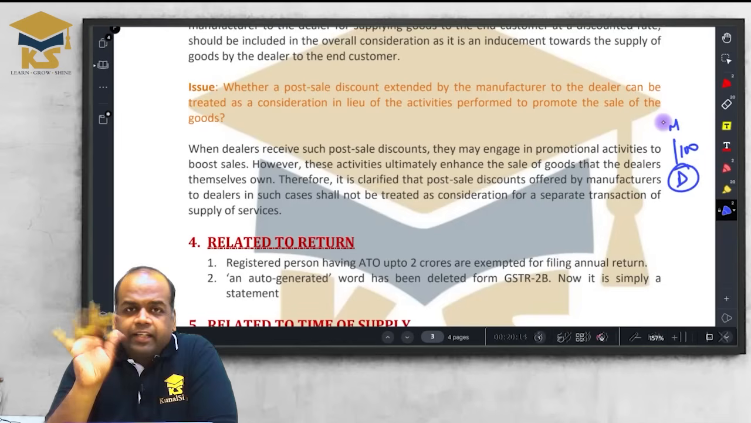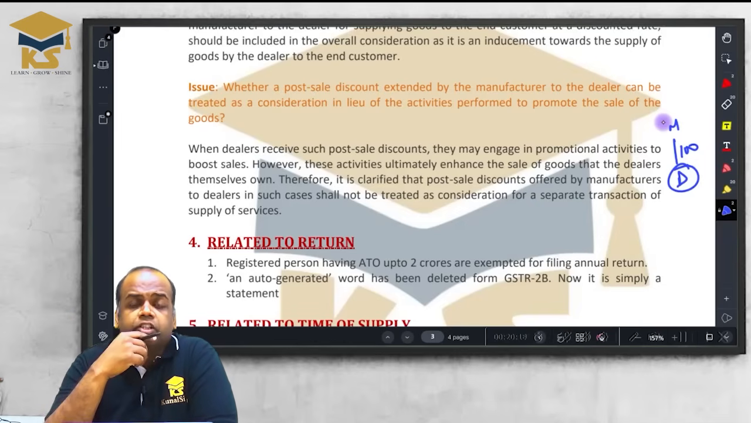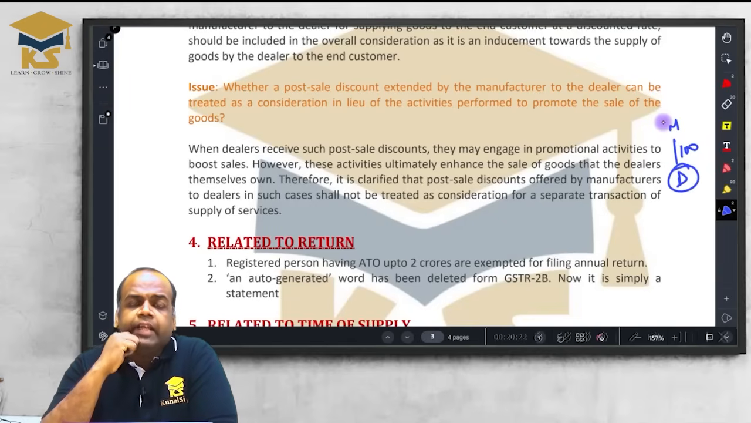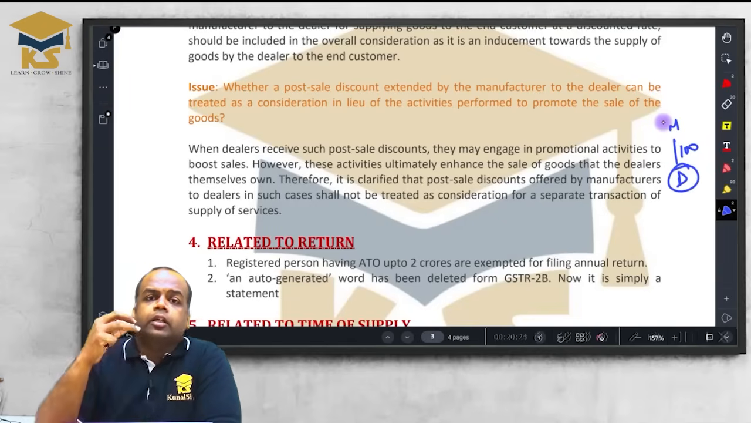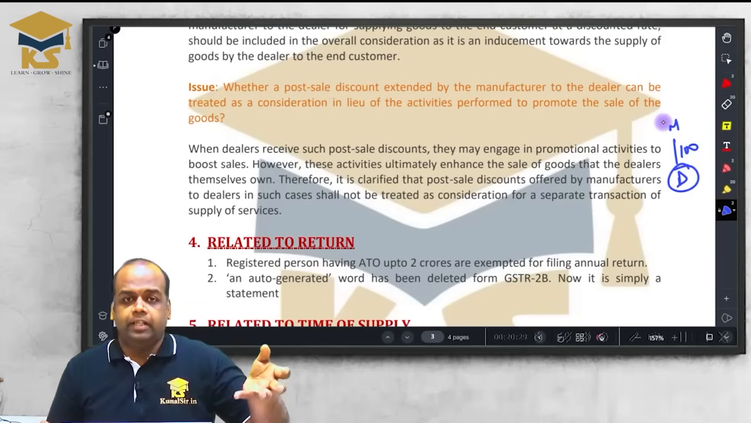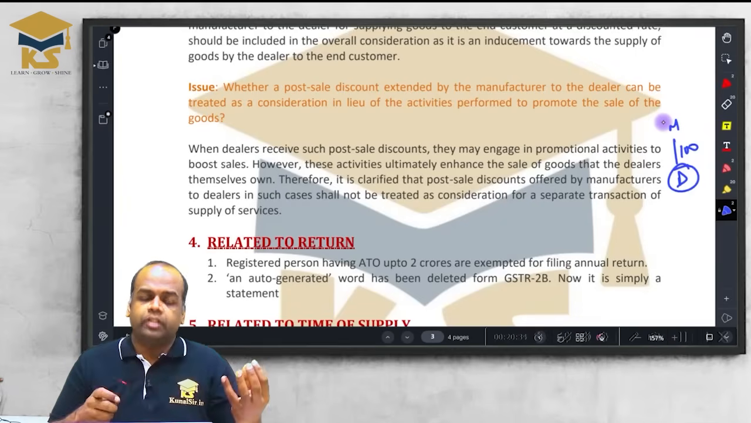Dealer is not providing any service to manufacturer. If dealer is providing any service to manufacturer, then this 100 rupees is income of dealer. But dealer is not providing any service to manufacturer. Dealer is the owner of goods. Now dealer is doing marketing and promoting its sale. Indirectly, the promotion of manufacturer is done.